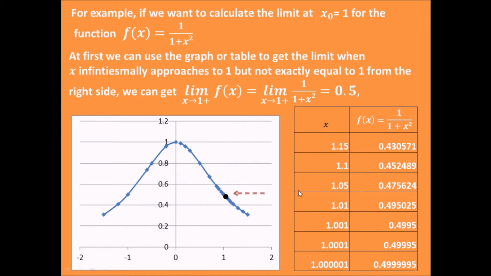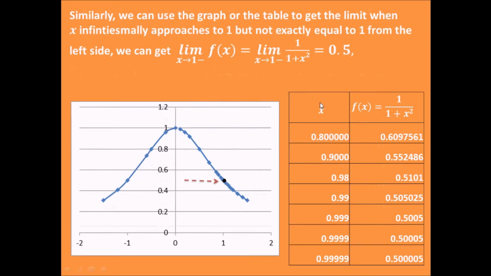We can also use a table to calculate the limits. If x approaches 1 from the right side, which means the x value is always bigger than x0, although it is infinitesimally close to 1, correspondingly the function value f(x) will be close to 0.5. So the right side limit equals 0.5.